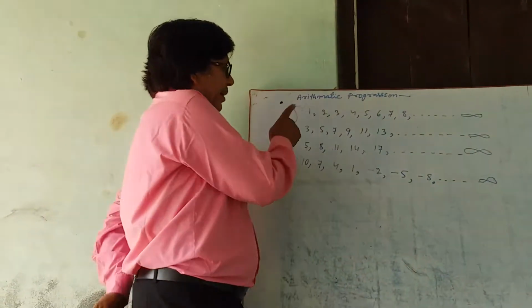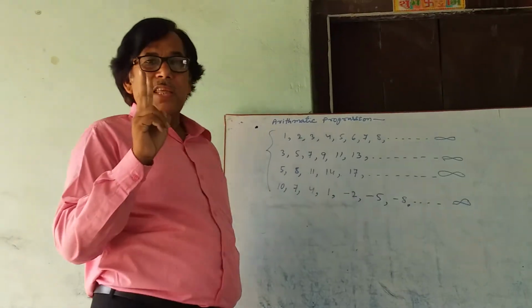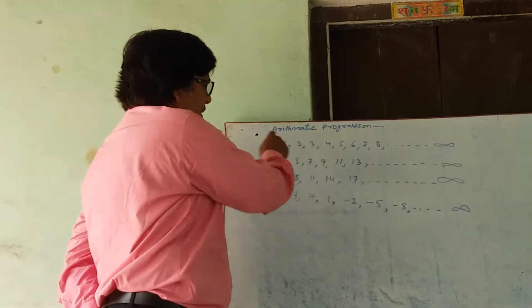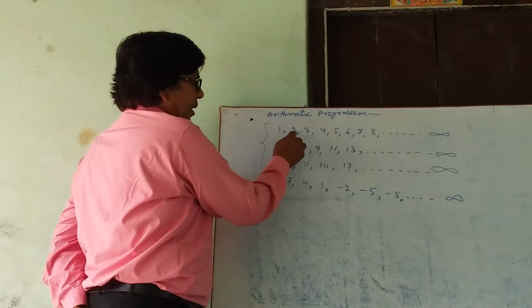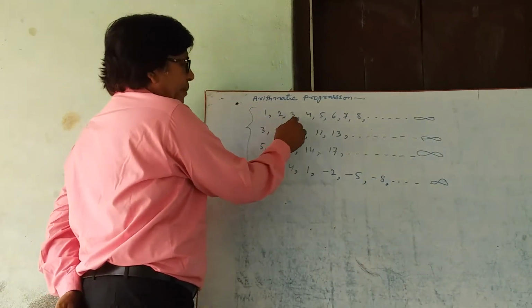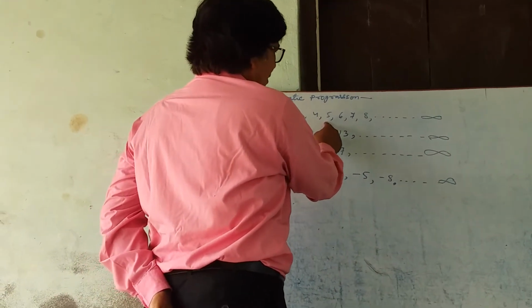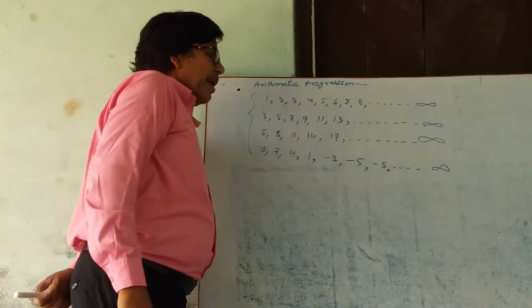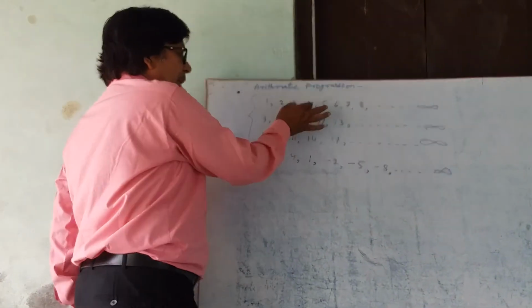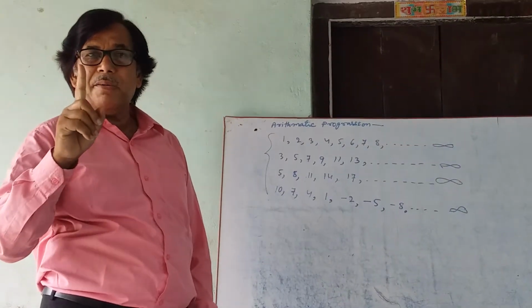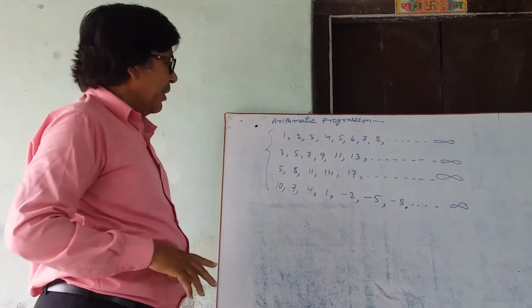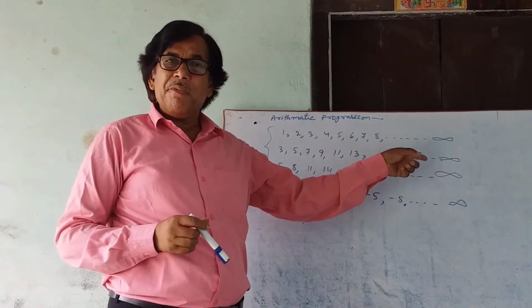We see that two successive members of the sequence differ by 1. Here they differ by 1: 2 plus 1 is 3, 3 plus 1 is 4, 4 plus 1 is 5, 5 plus 1 is 6. Thus two successive members of the sequence differ by 1. This is the common difference.